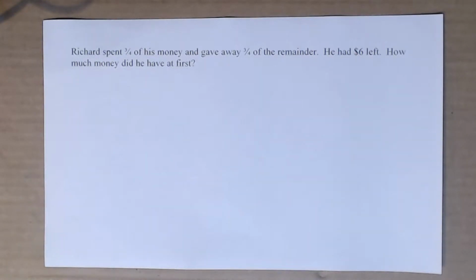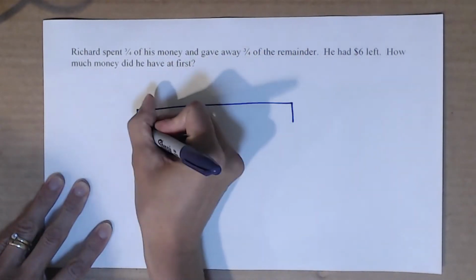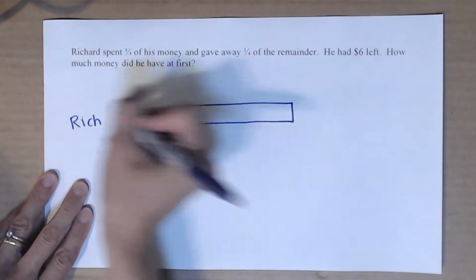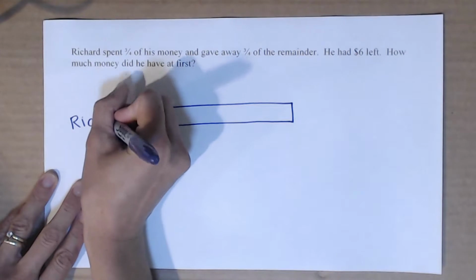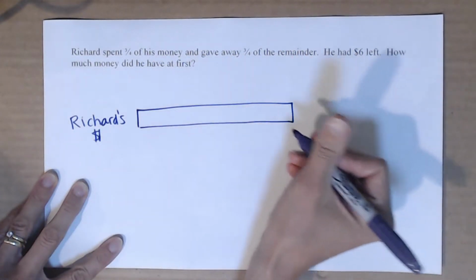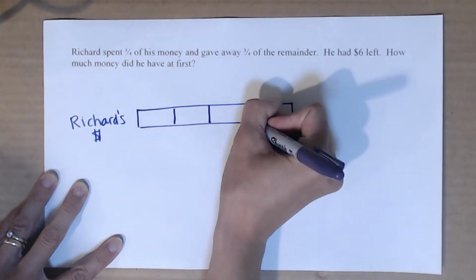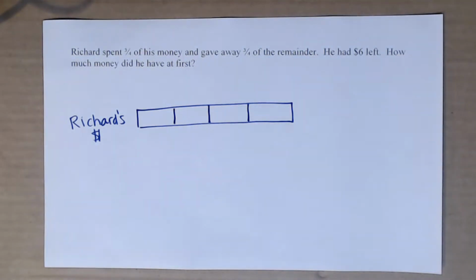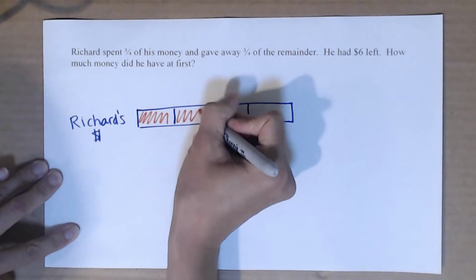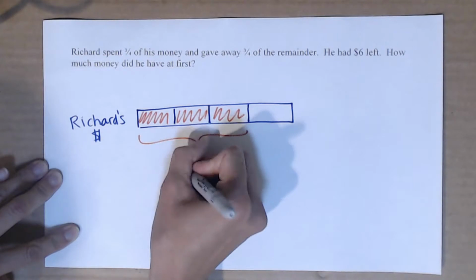So let's draw our bar to represent Richard's money. Okay, so this is Richard's money. And it says he spent 3/4 of it. So let's split this into fourths. And now we can show that he spent 3/4. So there's 3/4, and that is what Richard spent.